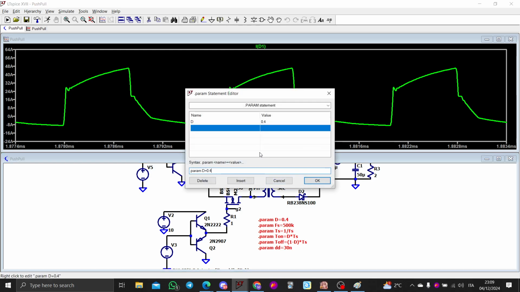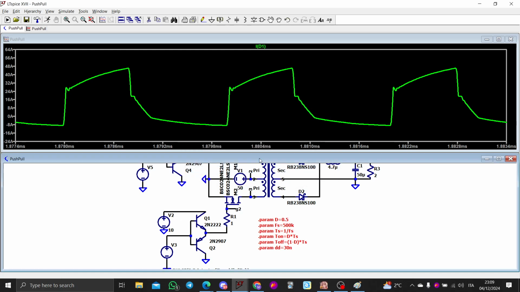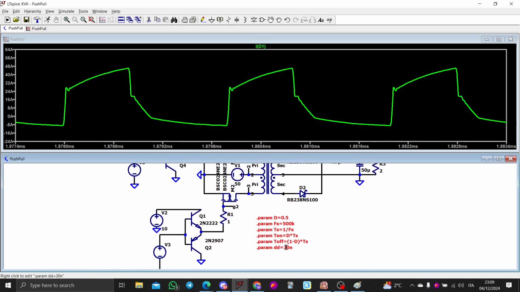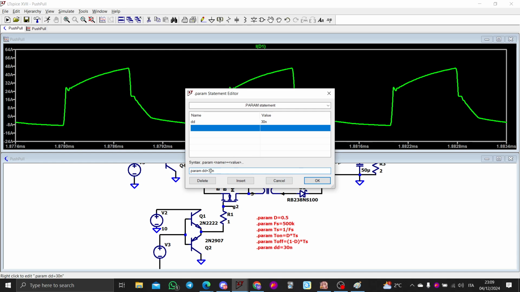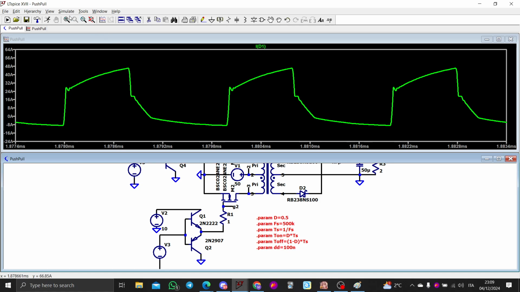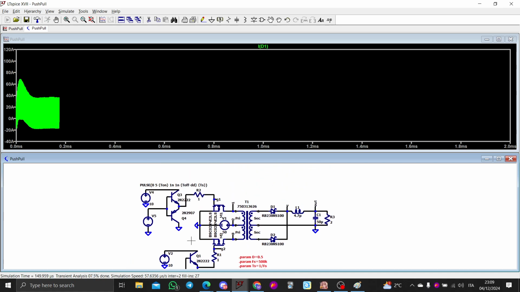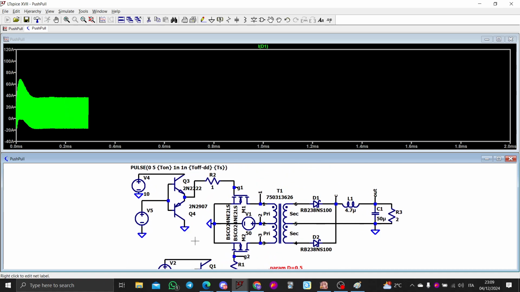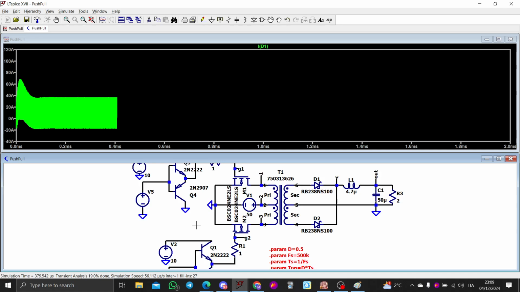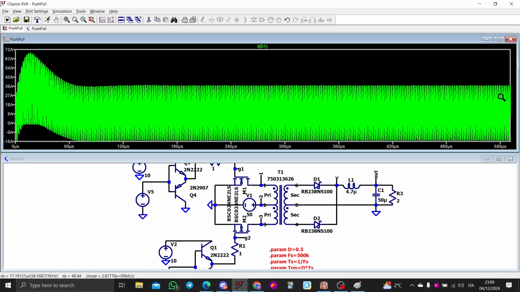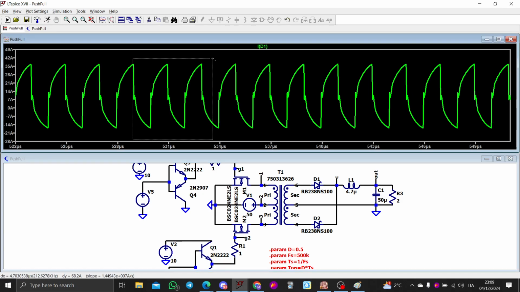I'm sorry, the duty cycle is wrong. It must be 0.5 and the parameter the 100 nanosecond. Okay, so let me do it again. This is another simulation, by the way, so I didn't even check if it is correct. Okay, let me just close this.